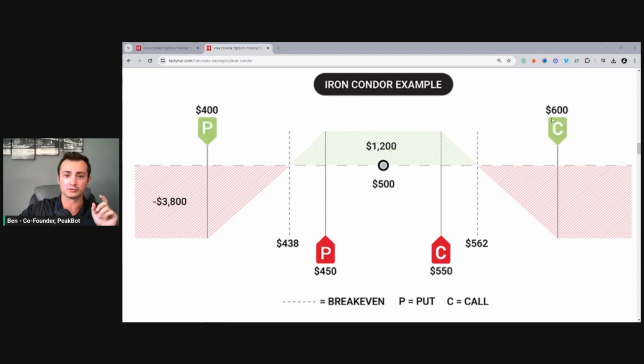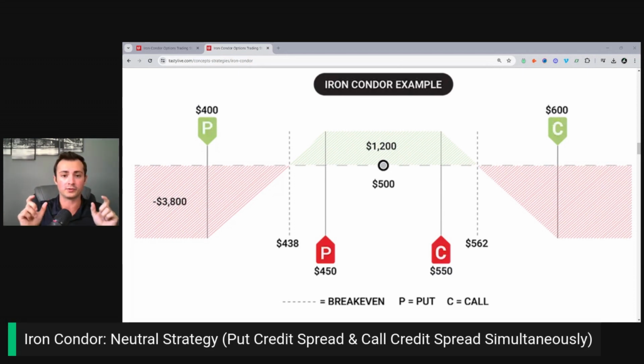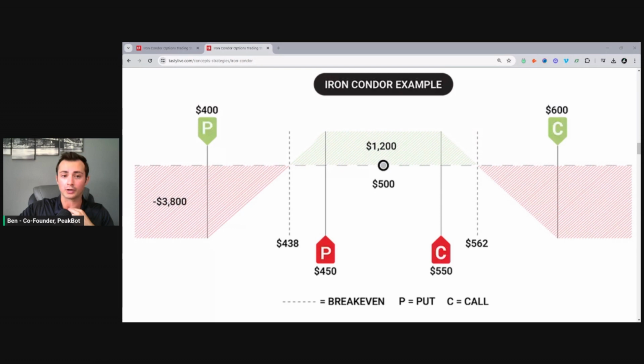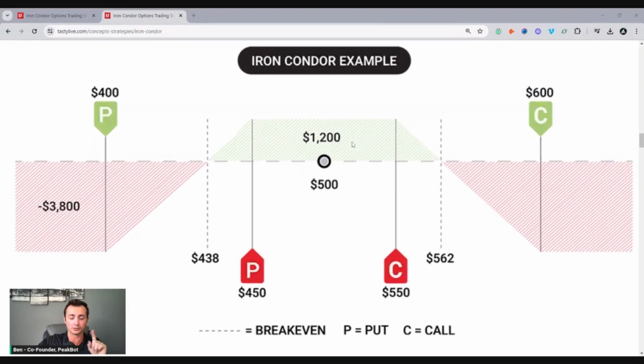So we're giving ourselves the same width of a spread on both sides of wherever this midpoint is. So what are these other numbers on screen here? Well, this $1,200 number in the green shaded area, that's your total profit potential. Now, I could say from experience, if you're trading one Iron Condor using PeakBot strategy, the total profit potential usually ranges somewhere between $40 and $50 per Iron Condor.